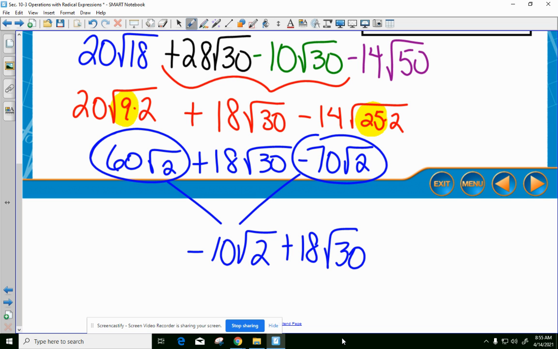Well, can you put these two together? How? You already told me there was no perfect square inside of 30. You can't put that mask back up and act like nobody heard that. Those two don't match, so you cannot put those two together.